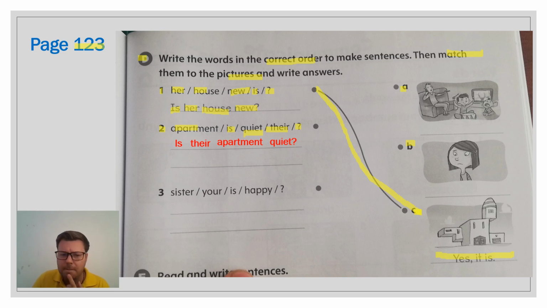I think it's A. But look at picture A. Is that apartment quiet? Or is it loud, noisy? I think it's loud. So, can you see how many people? 1, 2, 3. Is their apartment quiet? No, it isn't. Please complete number 2 and number 3. Good luck.